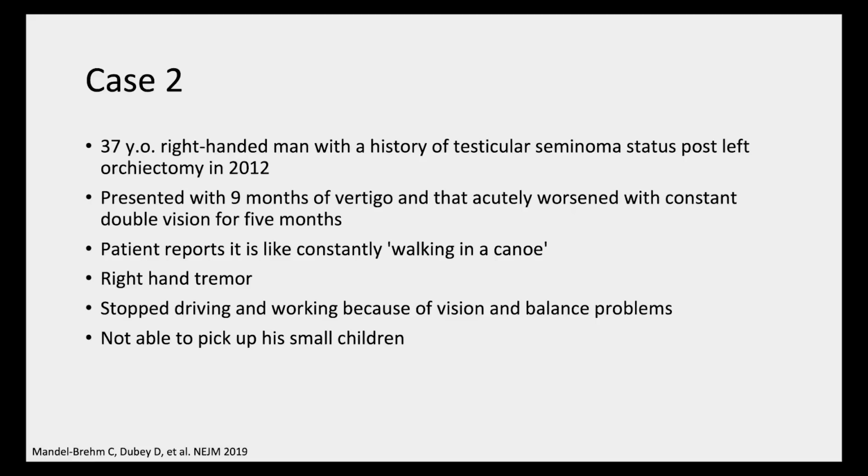So this was a patient that I saw in clinic a few years ago. He's a 37-year-old right-handed man. He'd had a history of testicular cancer a few years before, but had done very well. And when I first saw him, he'd had 9 months of vertigo that worsened about 5 months before I saw him, and it had been complicated by constant double vision. He felt like he was constantly walking in a canoe. He had a tremor in his right hand, and these symptoms were so bad that he'd had to stop driving, he'd had to stop working. He had twin infants at the time, and he couldn't bend over to pick up his children without falling over.